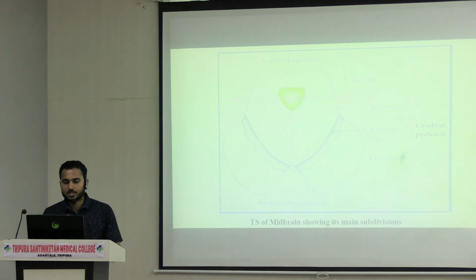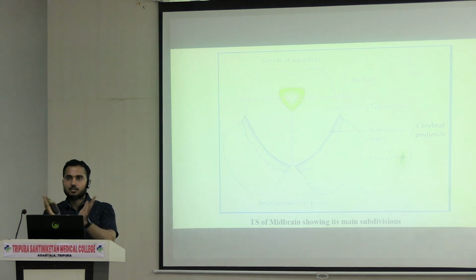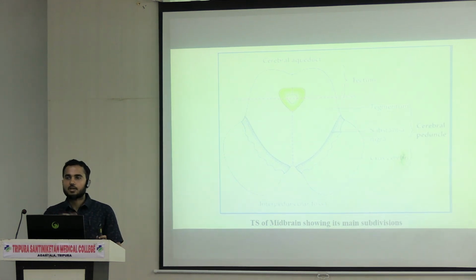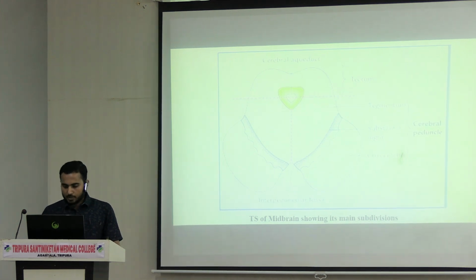Present on the ventral aspect, they emerge from the cerebral hemisphere. From the cerebral hemisphere they will emerge and they will converge. Now when they are converging, they form the boundaries of the interpeduncular fossa. In between them, the interpeduncular fossa is present. This is one important point.